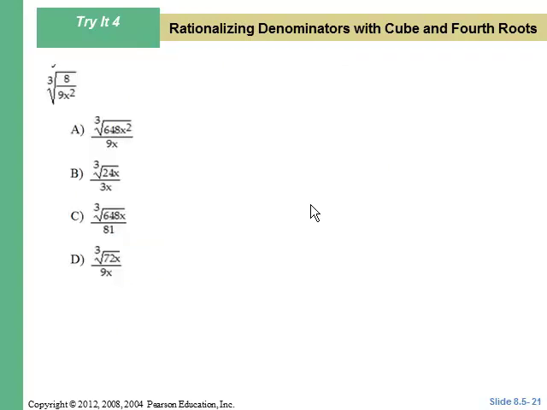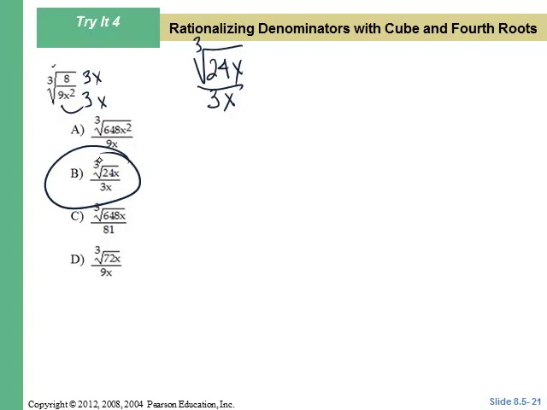Okay, how about this one? Well, you've already got a 9 on the bottom, so if you had another 3, then you'd have 3 3s on the bottom. And if you had an x on the bottom, you'd have 3 x's. So the cube root of that is 3x, and then you'll have the cube root of 24x on the top.